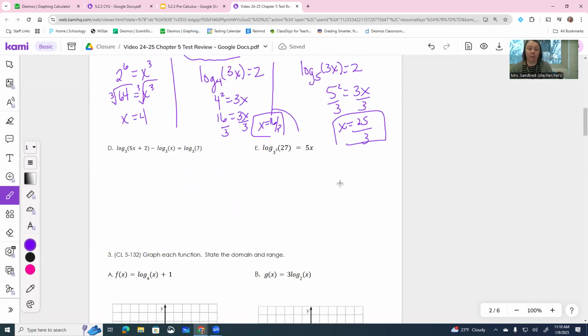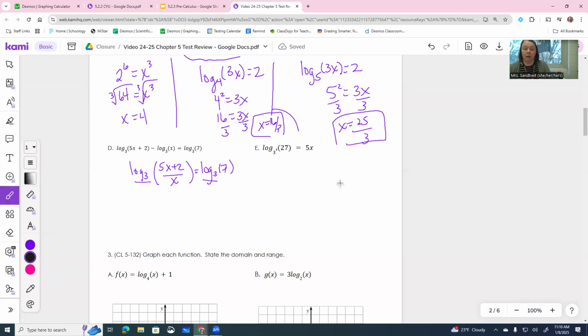Right, this one, again, I'm going to condense. These are being subtracted, so this is going to be written as a single quotient, right? Two things being divided. And now this one is a little different from the first few because I've got a log base 3 here and a log base 3 here. So I don't need to rewrite it in exponential form.